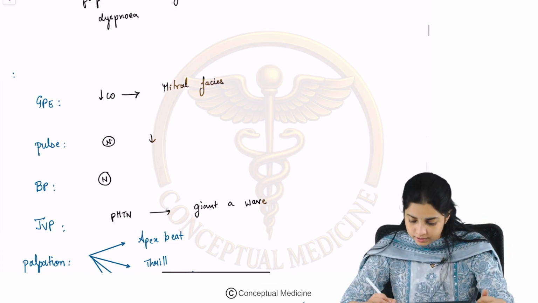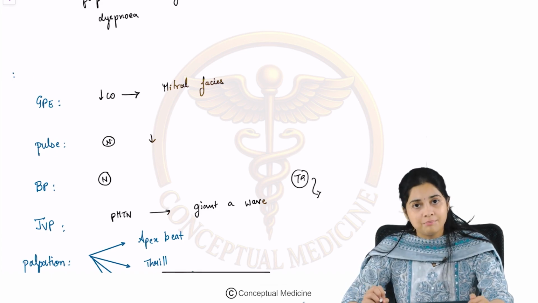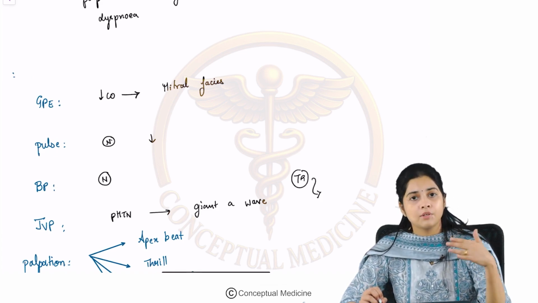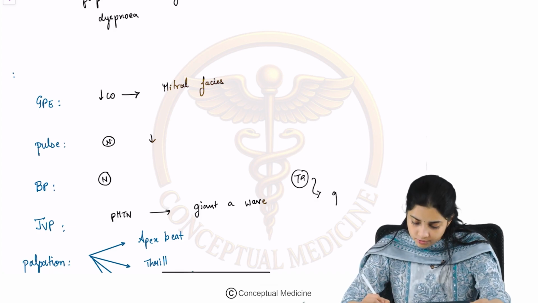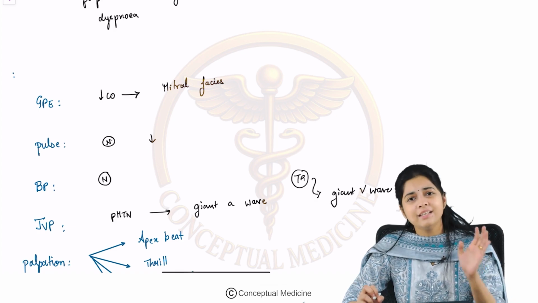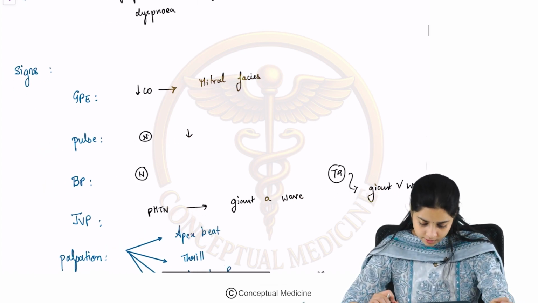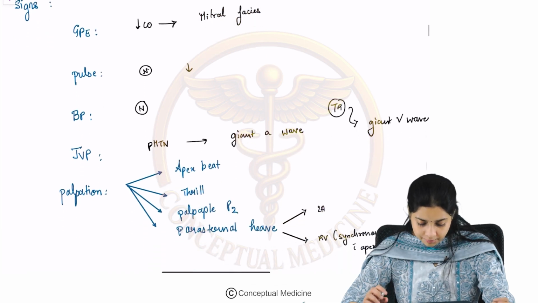The next would be the development of tricuspid regurgitation. If there is development of tricuspid regurgitation because of this severe pulmonary hypertension, you can have a giant V wave. This is only in the later stages once there is a development of pulmonary hypertension. Okay, so that is about the JVP.